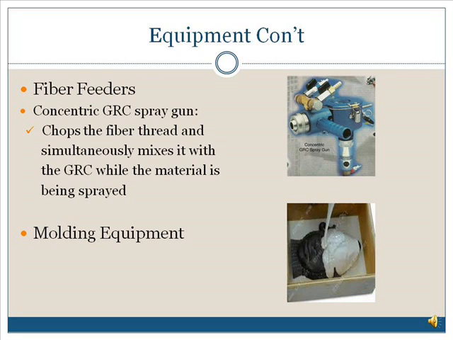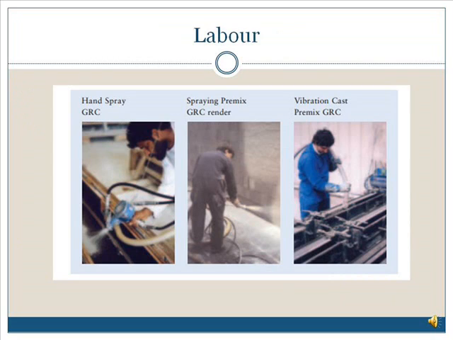As for fiber feeders, these include concentric GRC spray guns, which also chop the fiber threads and simultaneously mix it with the GRC while the material is being sprayed. And finally, there's molding equipment which creates different types of molds into different shapes, which makes use of the advantage of GRC of being easily shaped.